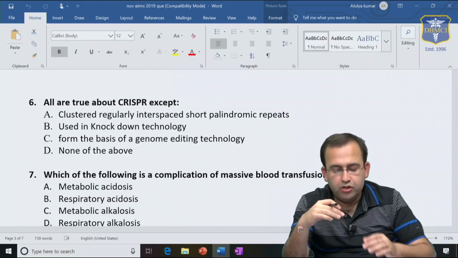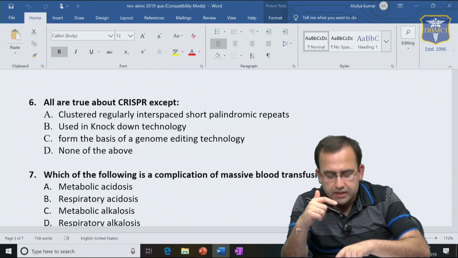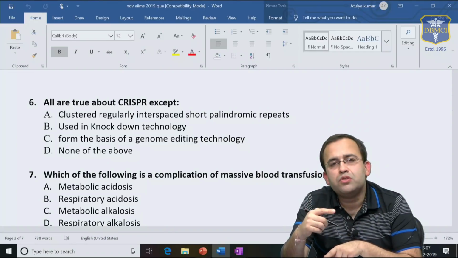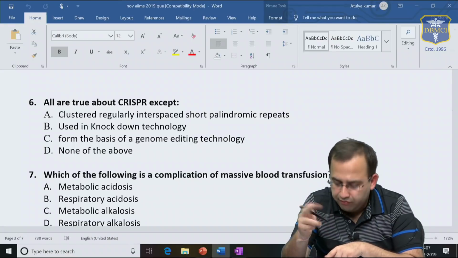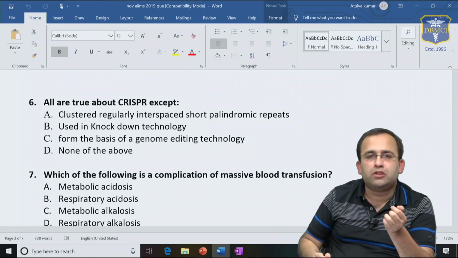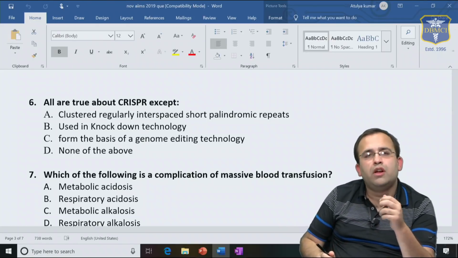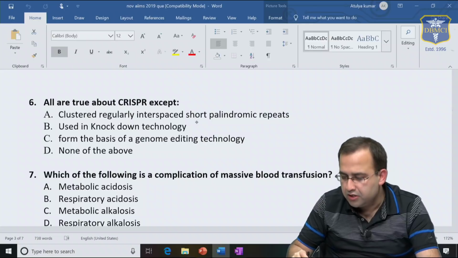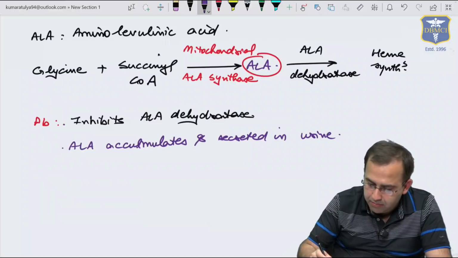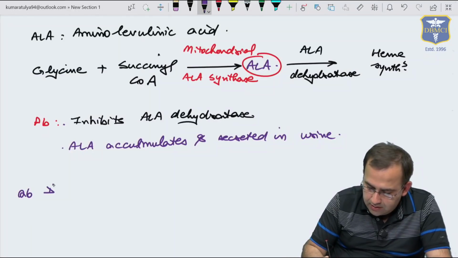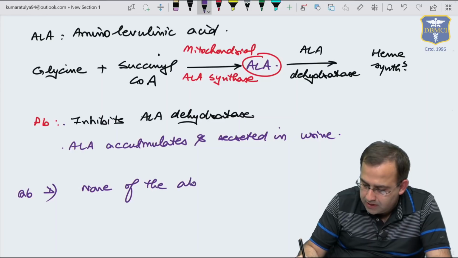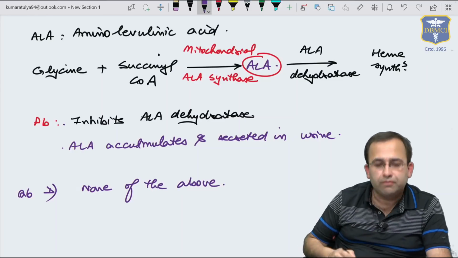Even if you knew nothing about this, still B and C are the same statements. If CRISPR is used in knockdown technology, it will form the basis of genome editing. Genome editing is done by knockdown technology. So options B and C were true. And what is CRISPR? It is clustered regularly interspaced short palindromic repeats. So all are true except D, that is none of the above. All the given statements with respect to CRISPR were true.